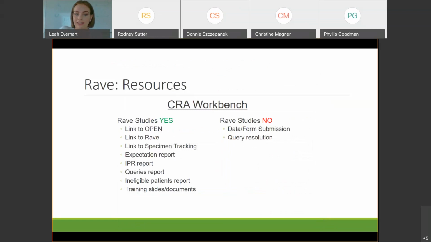So here's a list of RAVE resources available to you from the CRA workbench. You can still continue to use the CRA workbench as your portal for all things related to SWOG study patient management. You just can't submit or amend any RAVE data. Next slide.